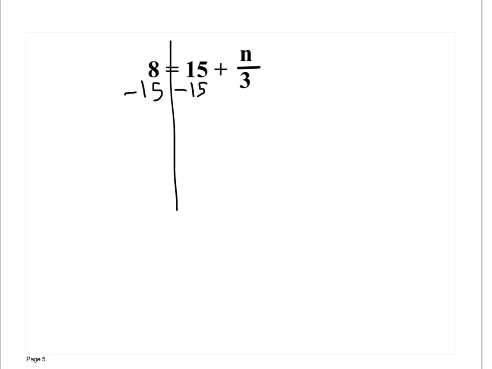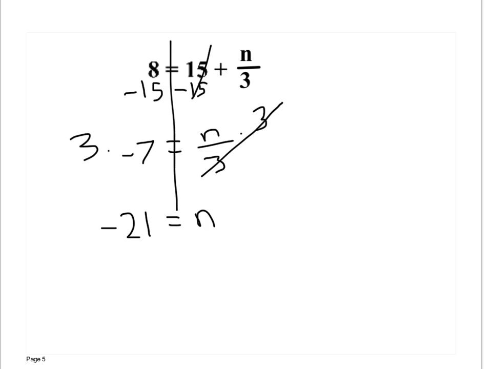Why do you have to subtract? So 15 we cancel out. 8 minus 15 is negative 7. We have n divided by 3 over here. How do I get rid of division by 3? Multiply. I would multiply both sides by 3, and then you would cancel it out. N is equal to negative 21.